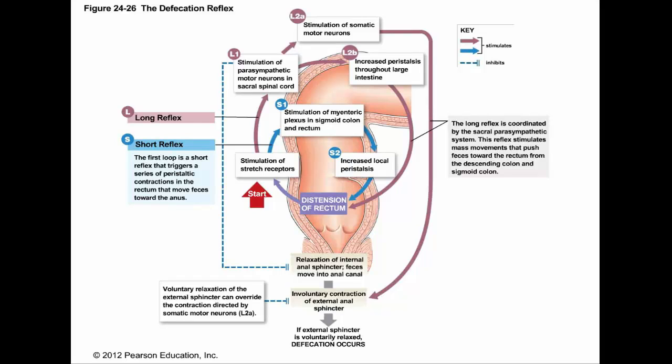So here, if we look at how the defecation reflex works, we're starting down at the bottom of the left-hand side where you've got the red start arrow. We get a stimulation because of the stretch receptors that feces is waiting to be evacuated, and then you get spinal stimulation from the parasympathetic motor neurons of the sacral spinal cord, and this stimulates motor neurons, and then the reflex relaxation of the internal anal sphincter moves feces into the anal canal, and then you've got the voluntary contraction of the external anal sphincter. If the external sphincter is voluntarily relaxed, then defecation occurs. But as people know, the internal sphincter can be wanting to relax, but because we have voluntary control, we can delay going to evacuate the bowel until it's convenient, fortunately.